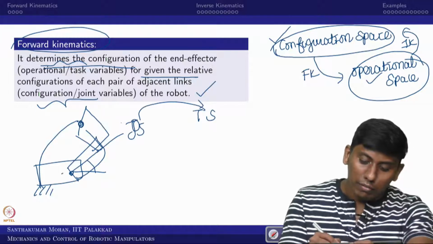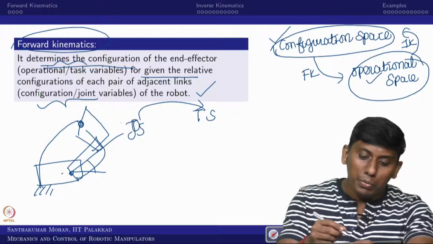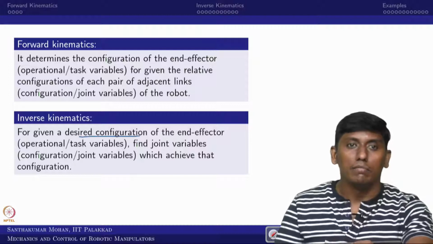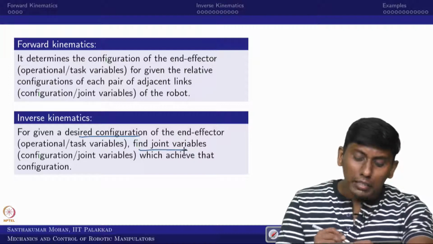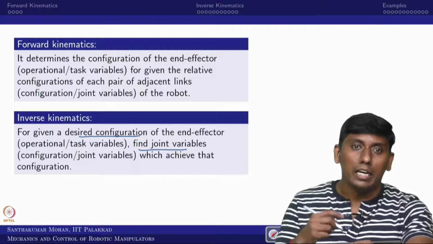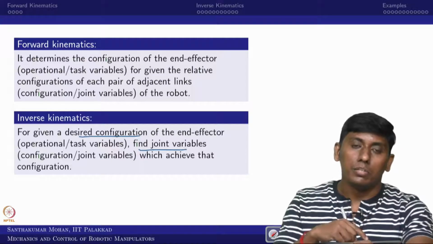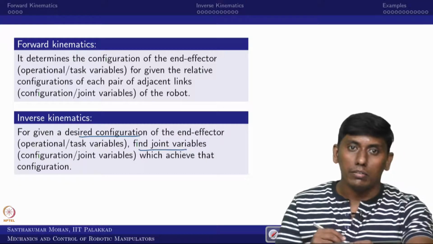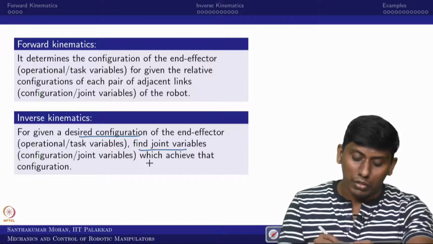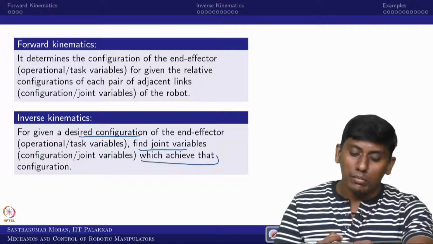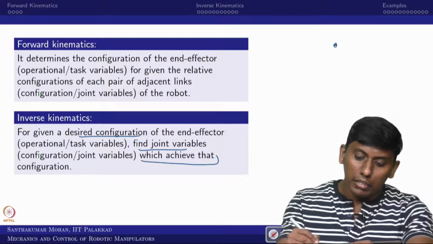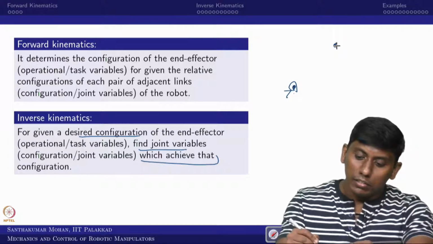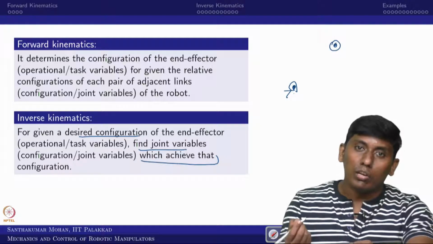So we know this and we are trying to find out the inverse kinematics. It is the opposite: for a given desired configuration of the end effector, finding the joint variables, or the relative information from body to body, in the sense of joint information. That is what we are trying to find out. So given a configuration, this is my base and this is my end effector. Can I fix it?